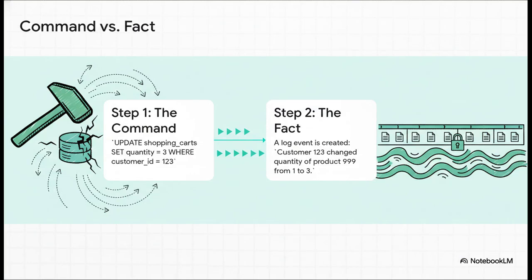And this slide just lays it out perfectly. The old way is a command, right? You're telling the database, update this row. You're ordering it to mutate its state. But the new model, it's just a fact. It's a statement. This event occurred. And that fact is immutable. It can't be changed. Even if the customer changes the quantity again later, the original fact that they once changed it from 1 to 3 is true forever.